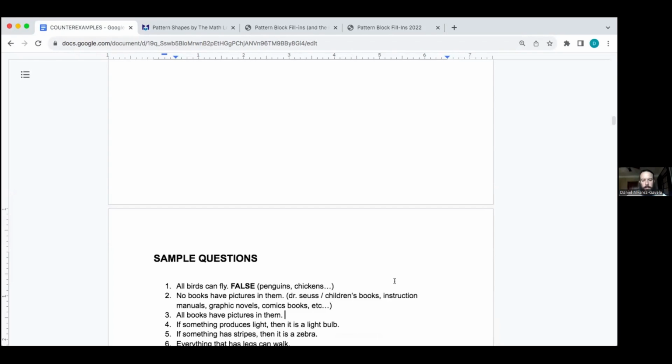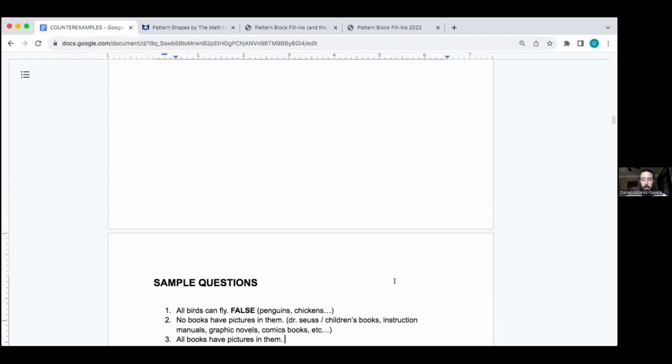Let's see a similar question, but different. What if I say all books have pictures in them? Okay, I claim that all books have pictures in them. Can anyone prove me wrong? If it's false, then there has to be a counterexample. Or is it true that all books have pictures in them?